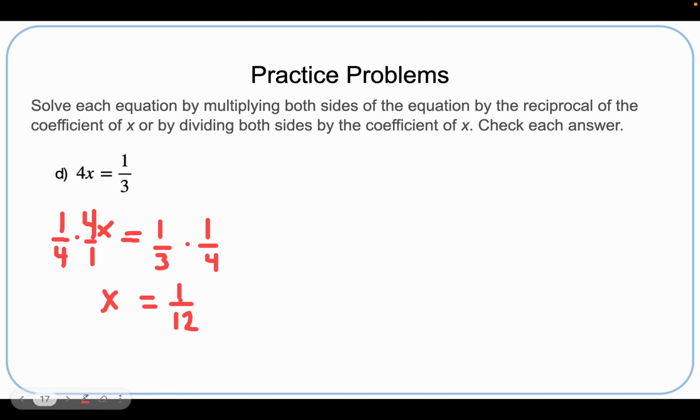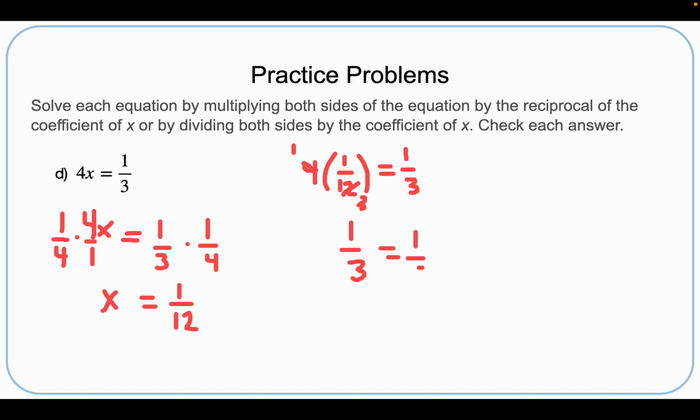And then we can check our answer by plugging in to our original equation, 4 times 1/12. Set that equal to 1/3. Make sure that that works out. So we could cancel. We would get 1/3 here. So then, yes, we are left with 1/3 when that simplifies, equal to 1/3. Checks out.